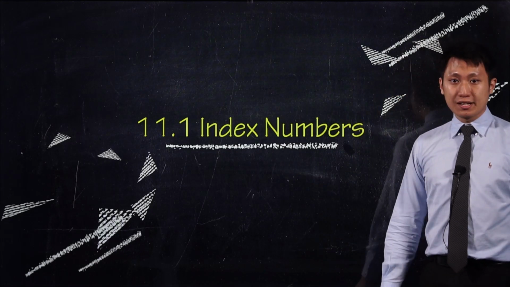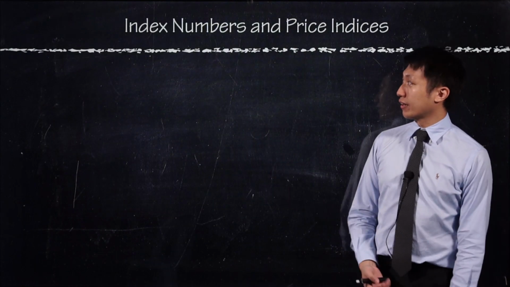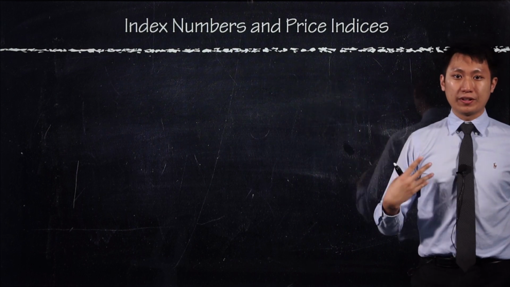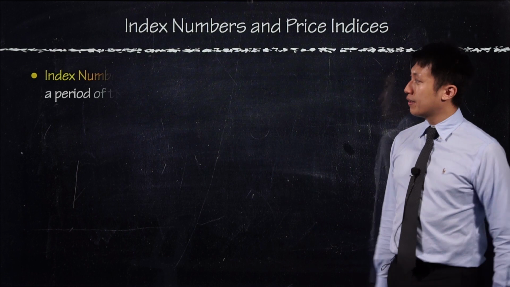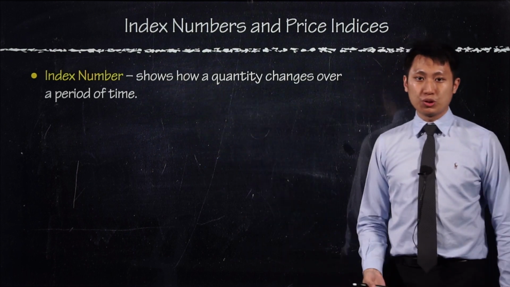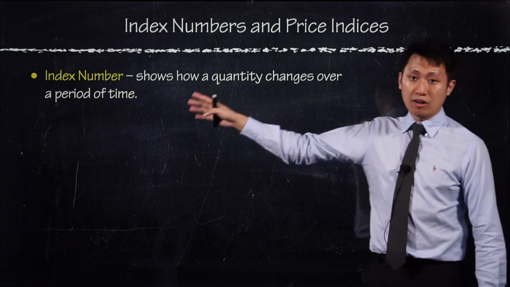So this is the first section of index numbers, this chapter, and the easiest one. Okay, index numbers. Now, a little bit of background. Index numbers will show how a quantity, let's say a value, changes over a period of time.